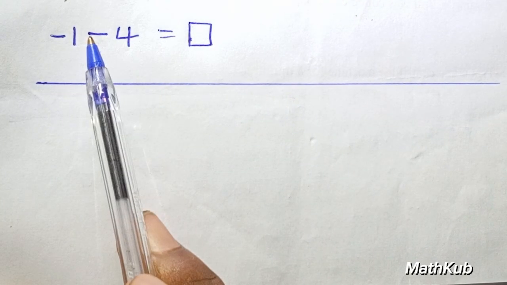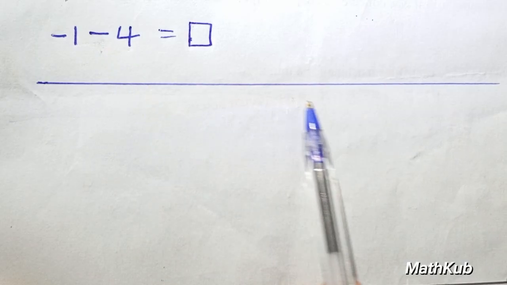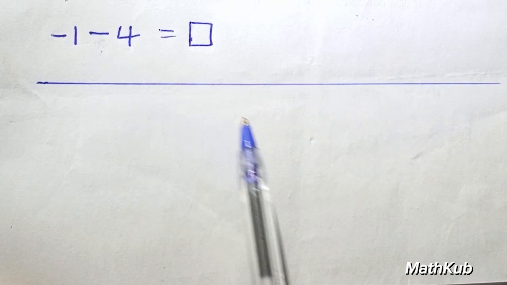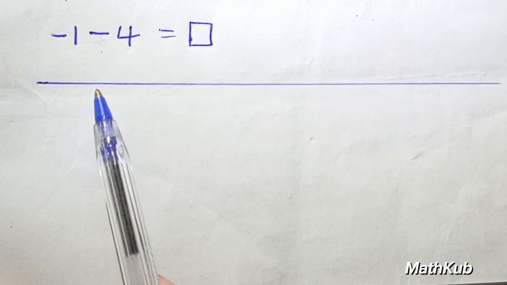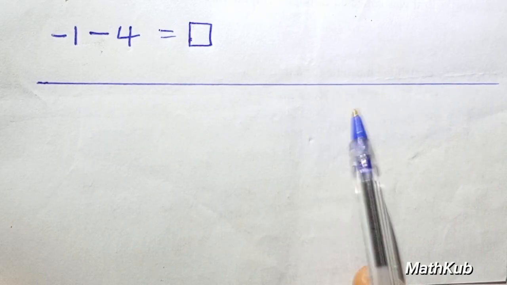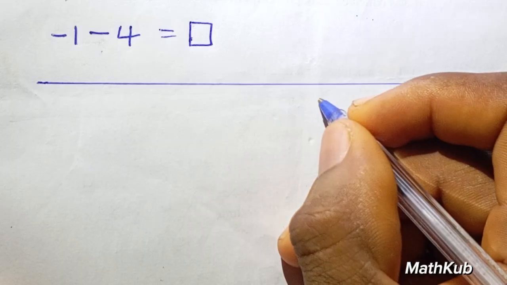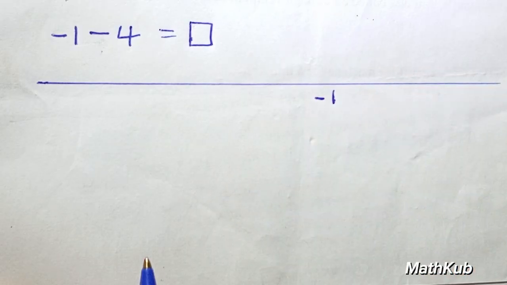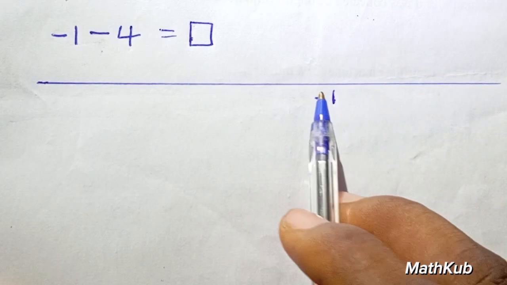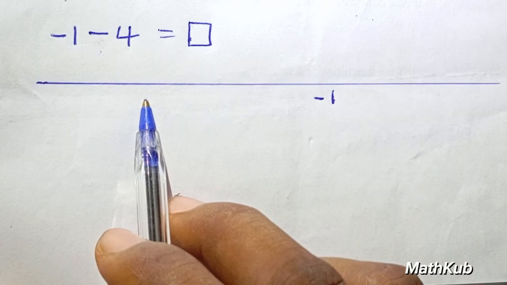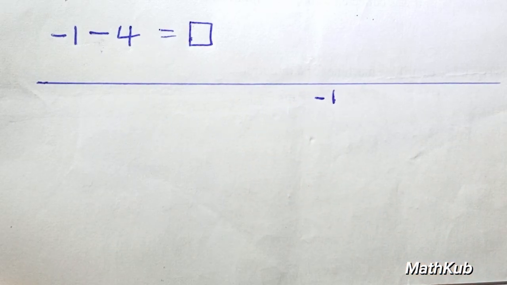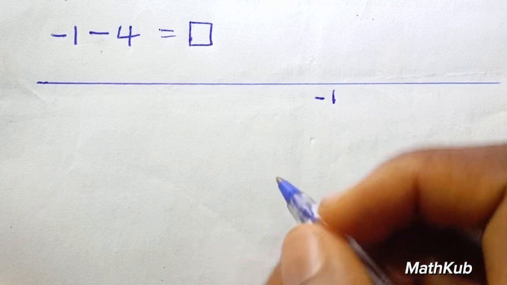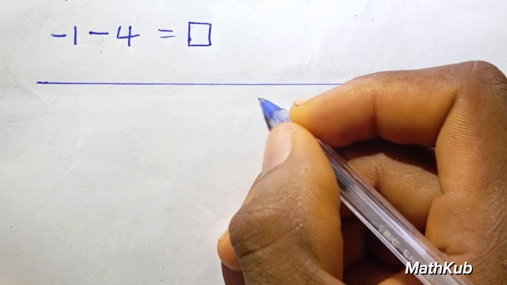If it is plus, we are counting to the right. Since this is minus, we are counting to the left. So what are we going to do? We find a place like this. We can start here to write our -1, so that there will be space here to count your numbers. So now let's continue. This is -1.